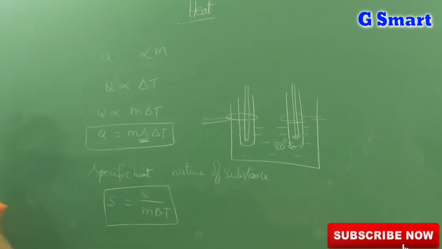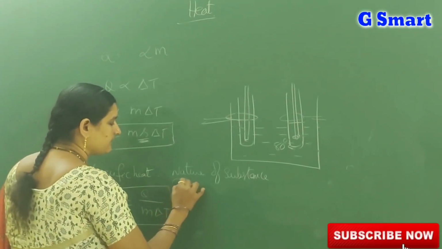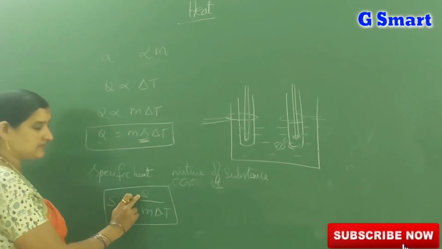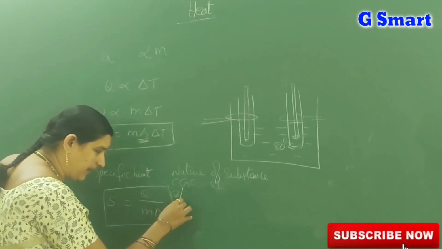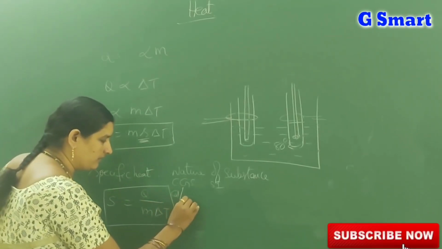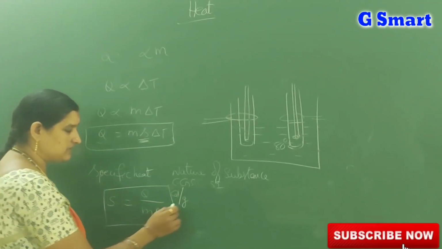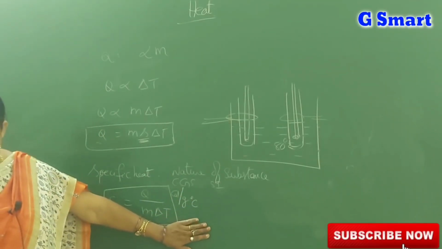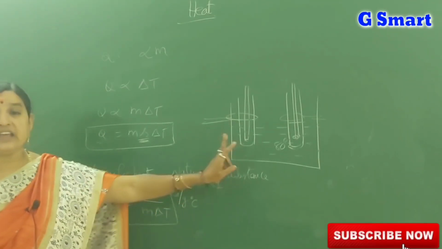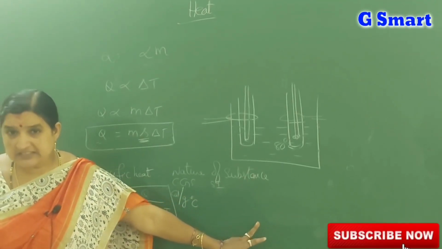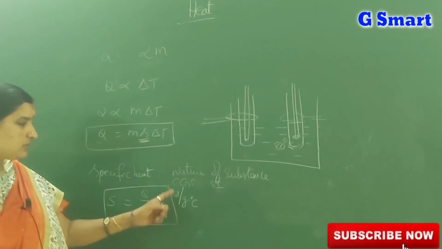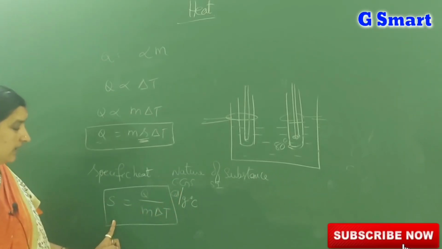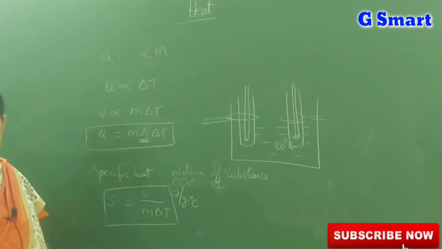Then what are the units of specific heat in CGS and SI units? What is the CGS unit? Q means heat, calorie, per mass, gram. Temperature difference means degrees centigrade. The temperature unit in the CGS system is centigrade, and in the SI system it is Kelvin. Keep that in your mind. So, calorie per gram degree centigrade is the unit for specific heat in the CGS system.